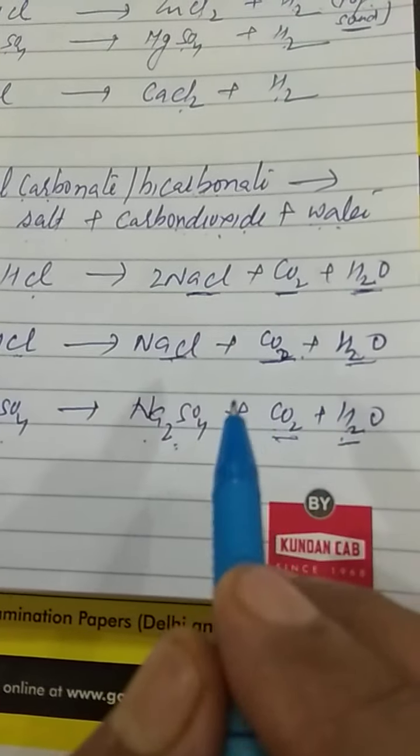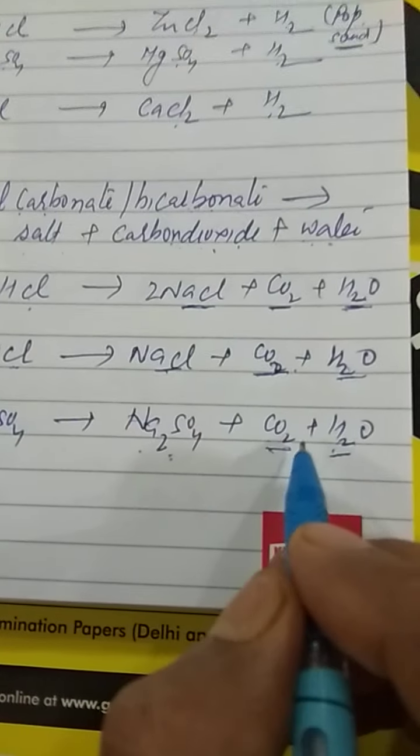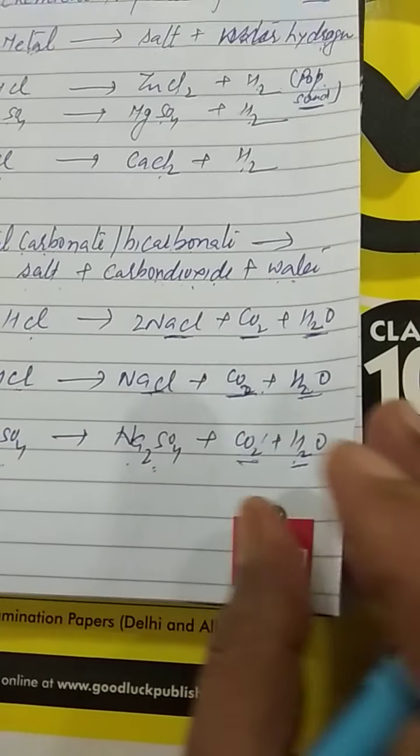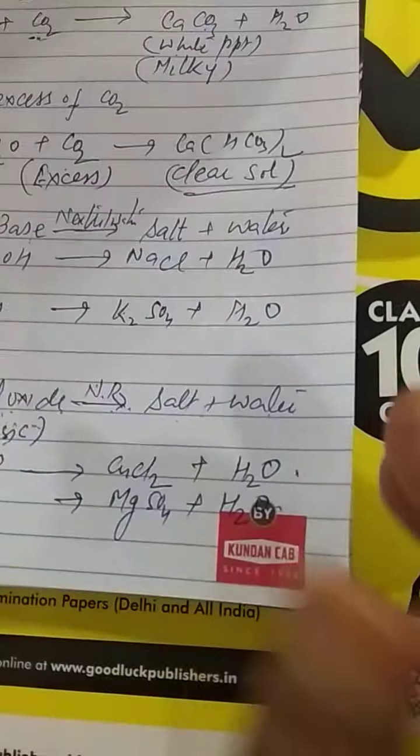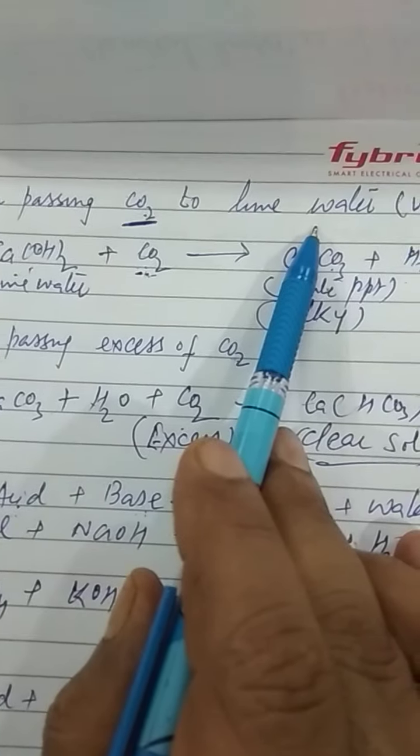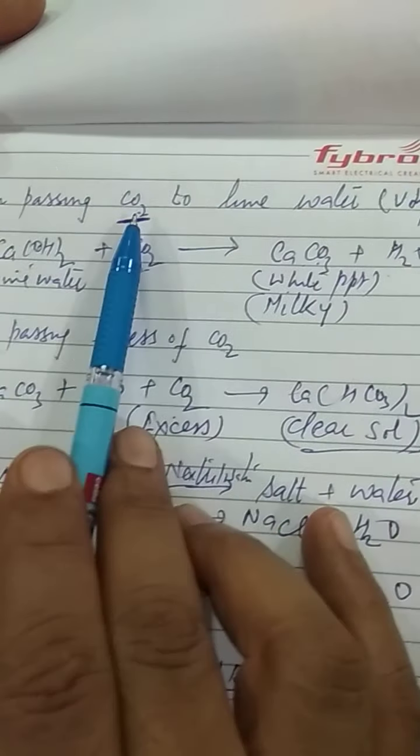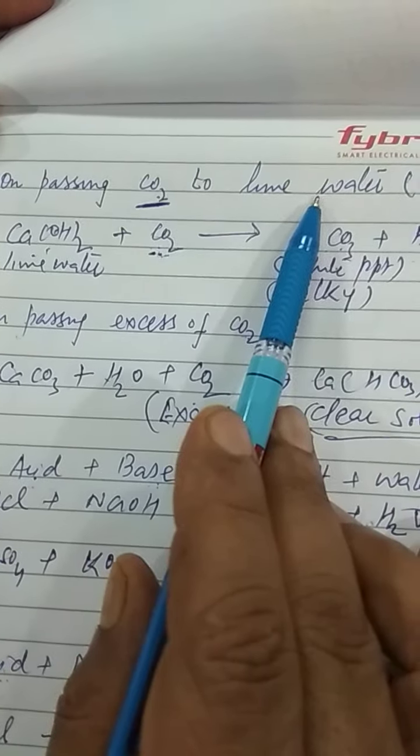Now how to test this formation of carbon dioxide? This is very important. How to test carbon dioxide? When carbon dioxide is passed through lime water, this is very important. On passing carbon dioxide through lime water, it turns milky.